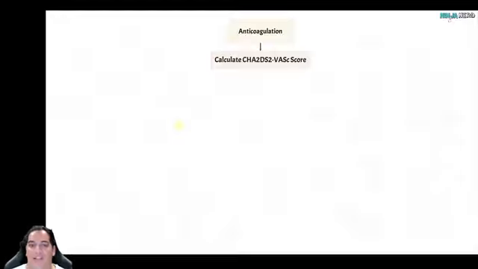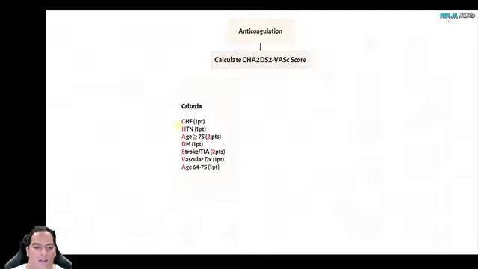You calculate the CHA2DS2-VASc score. This is guaranteed at some point in time going to be on your exam. Memorize this. So CHF, hypertension, age greater than or equal to 75, diabetes, stroke or TIA, vascular disease like PAD, age 65 to 74, and sex female. You're going to calculate all of these out. The ones that have 2 points are age and stroke/TIA.